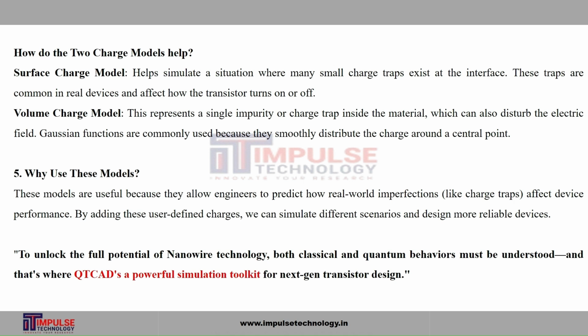Next, let's look at the volume charge model. This model represents a single impurity or charge trap inside the material, which can disturb the electric field. Gaussian functions are commonly used here because they smoothly distribute the charge around the center point. By simulating these volume charges, we can understand how individual defects or impurities affect the device performance. This is crucial for optimizing the design of nanowire devices.